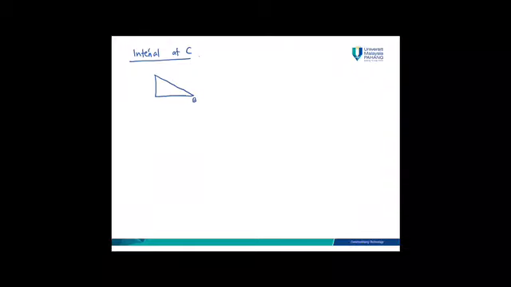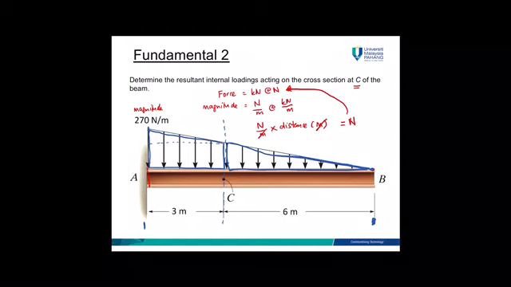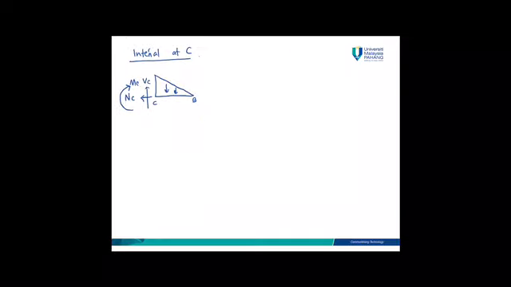This is point B, this is point C. When you cut here, you will expose the internal forces NC to the left, VC upwards, and also a moment clockwise. This one I follow the sign convention. If you look at again the figure here, you only have the maximum magnitude, which is 270, and minimum magnitude, which is 0. How about the magnitude here? So you need to do the ratio.